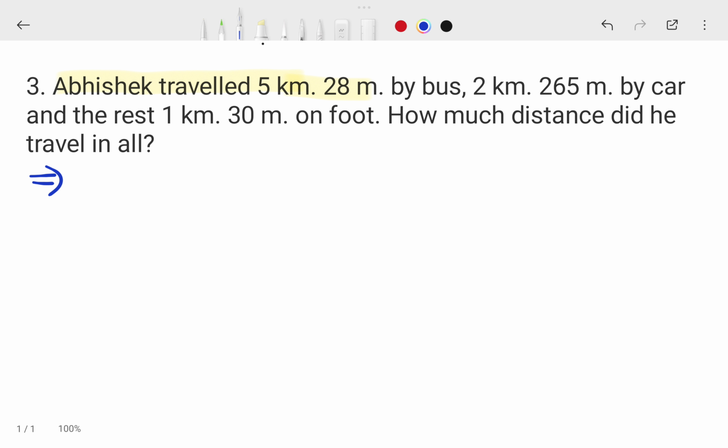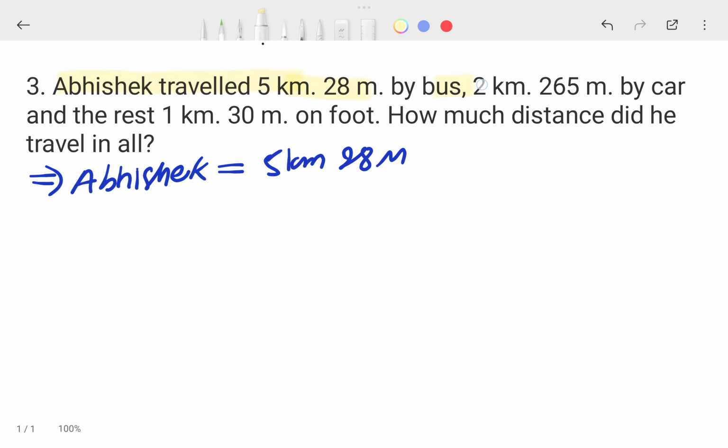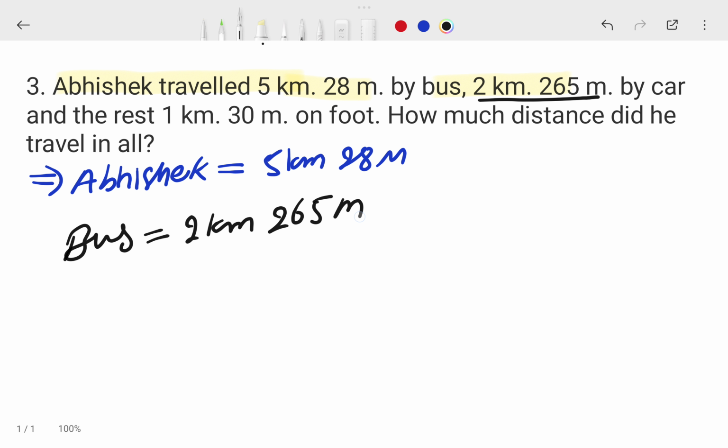So write it. Abhishek, this is the name Abhishek. Abhishek traveled how many kilometers? 5 kilometers 28 meters. Okay, right, good. Then again, by bus he traveled 2 kilometers and 265 meters. So by using the bus, how many kilometers did he go? So write 2 kilometers and 265 meters. Over.